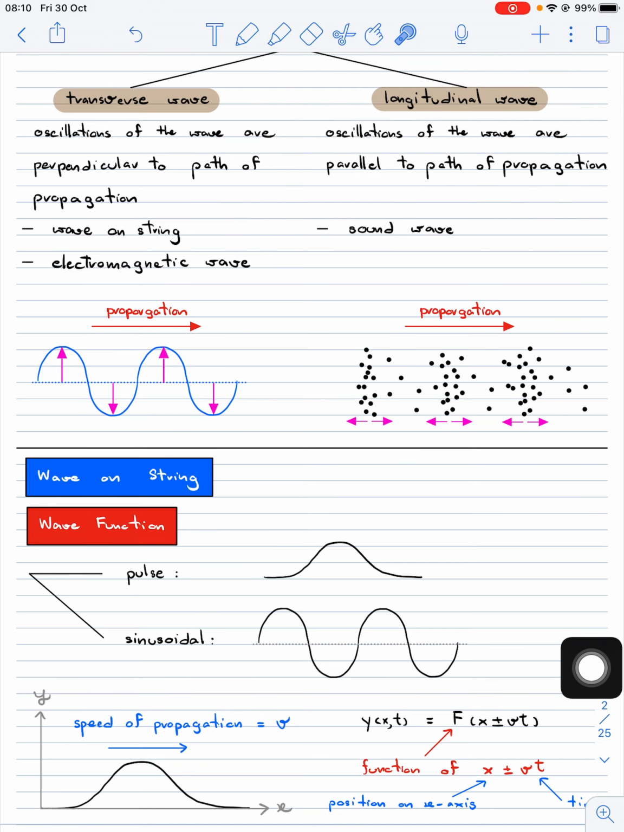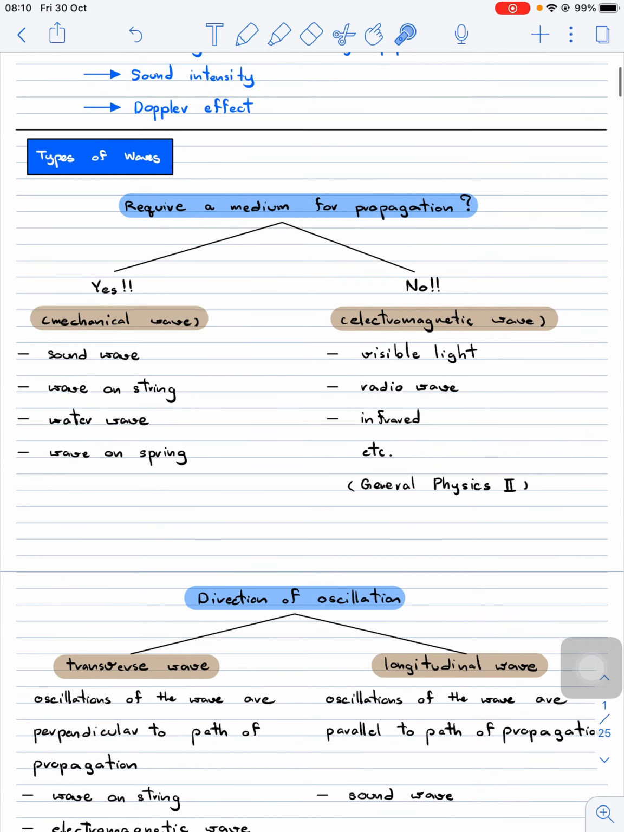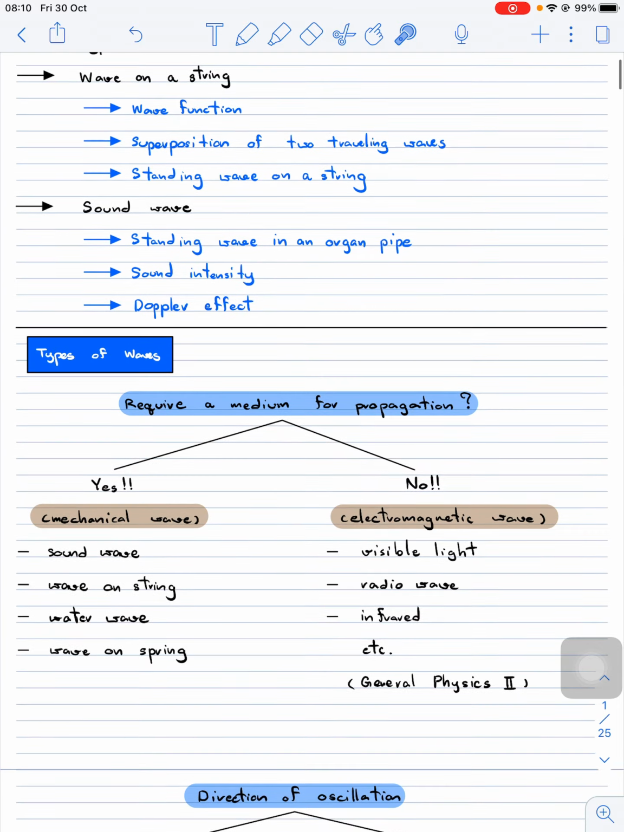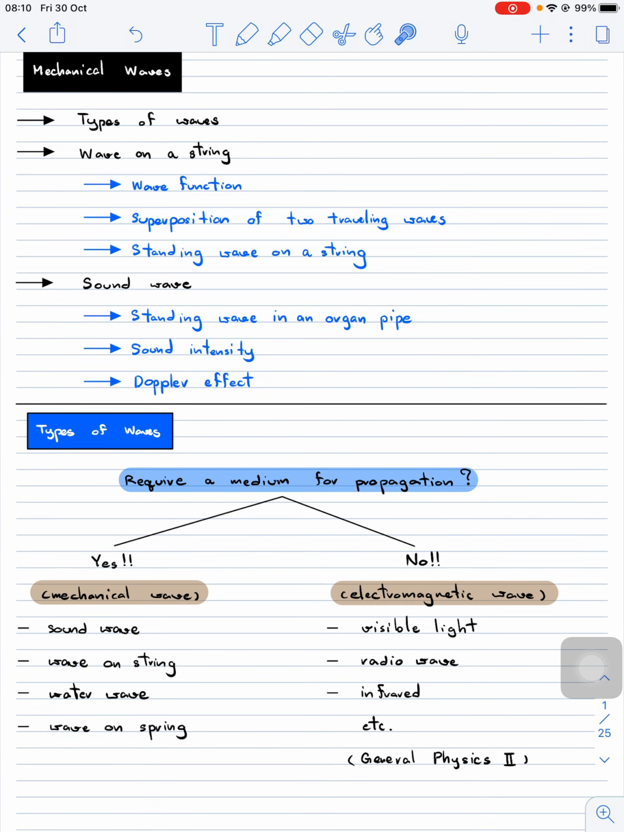Okay, so now we want to move on to the next topic, which is called the wave on a string. Right now we mainly consider the transverse wave, because the wave on a string is a type of transverse wave here.